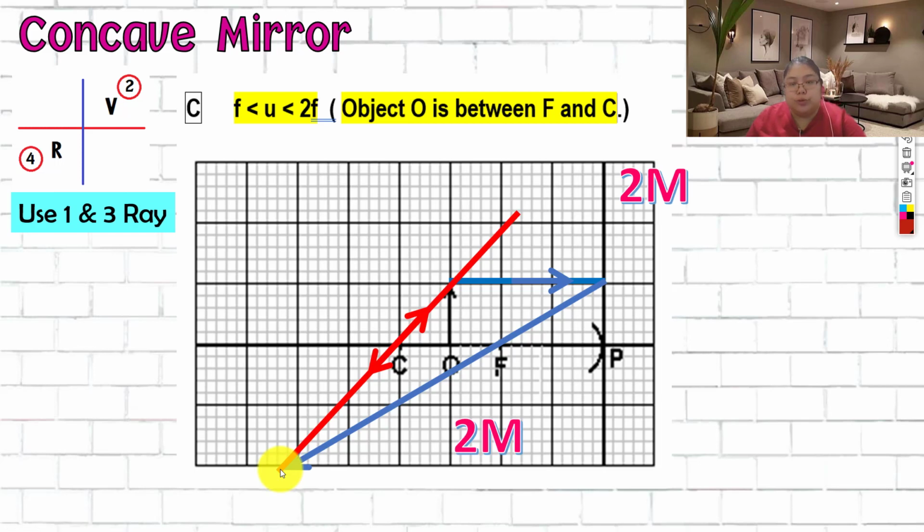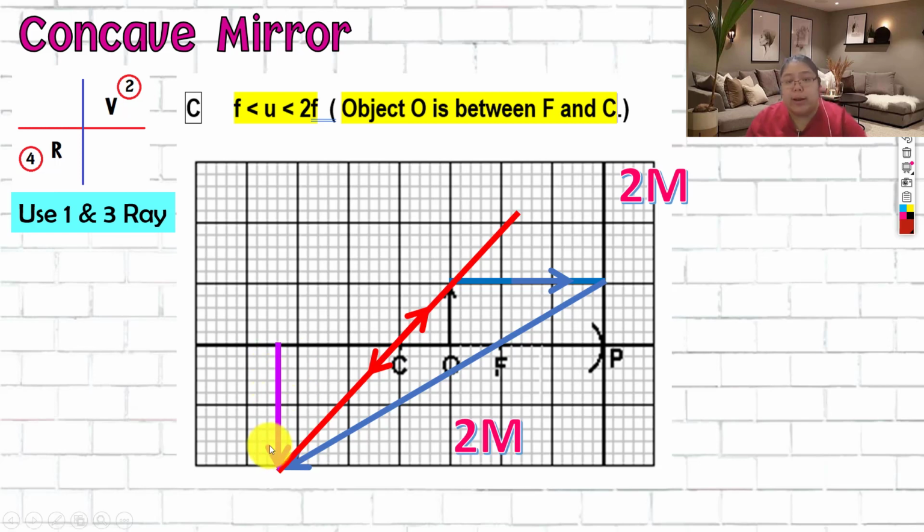Now how to draw the image? I told you before, the image must start from the horizontal line to draw. So you see the horizontal line is here. So how to draw? Must start from here, go down. Draw the arrow, go down. So you see the image goes downwards. This part is part 4 of the mirror. So it is below the horizontal line, there's a real image. When there's a real image, we do not need to draw a dotted line, we draw the full line.